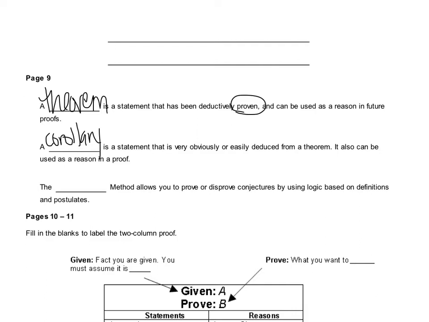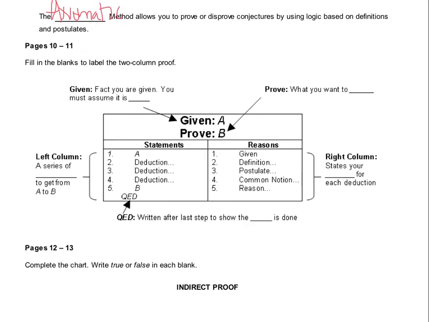For example, if there was a theorem that said that equilateral triangles have 3 equal angles. Well, we know there's 180 degrees in a triangle, so we could easily deduce that each angle is 60. So a corollary would be that in an equilateral triangle, each angle is 60 degrees. And then the next blank is the word axiomatic. The axiomatic method, that's just a big fancy word, allows you to prove or disprove conjectures by using logic based on definitions and postulates.